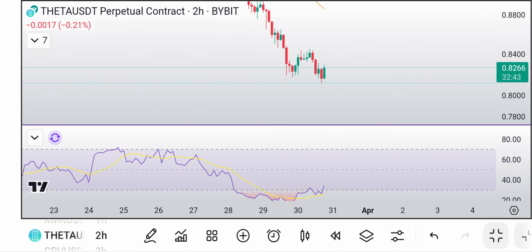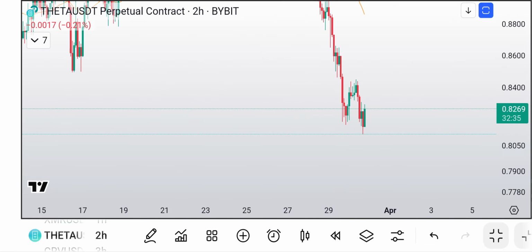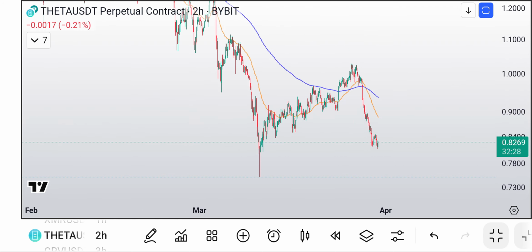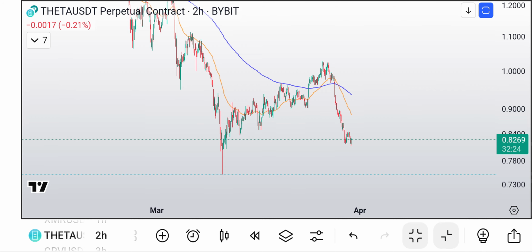Let's see. Look at that. We have very strong bullish divergence. Boom, and then boom. That's what you want to see. So it looks pretty decent right here for a little bit of a bounce, right? Again, this is not financial advice. I could be wrong.